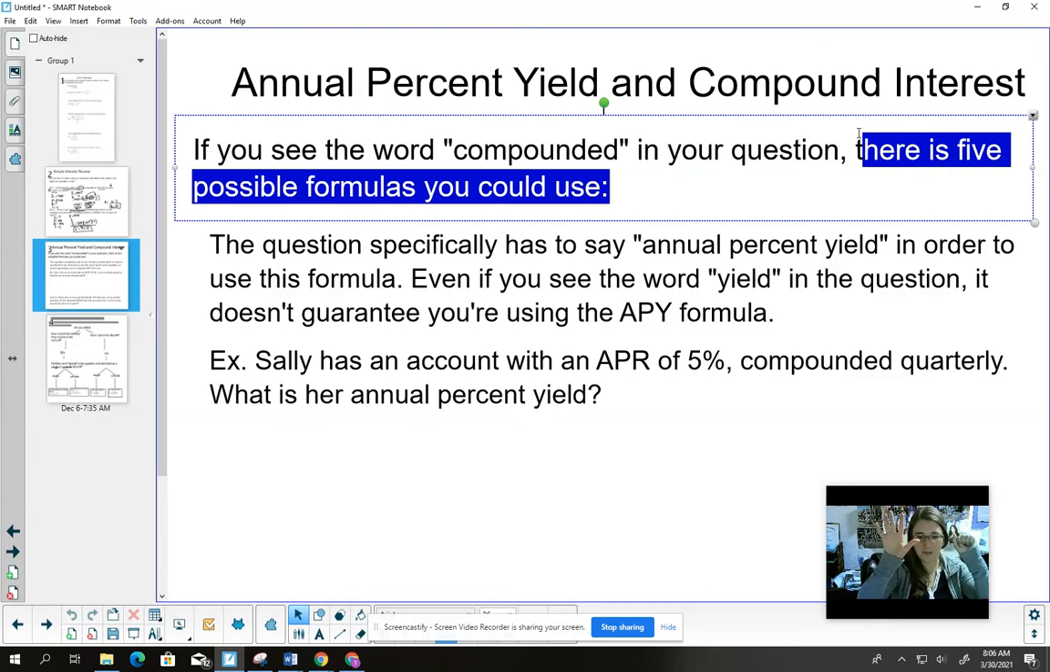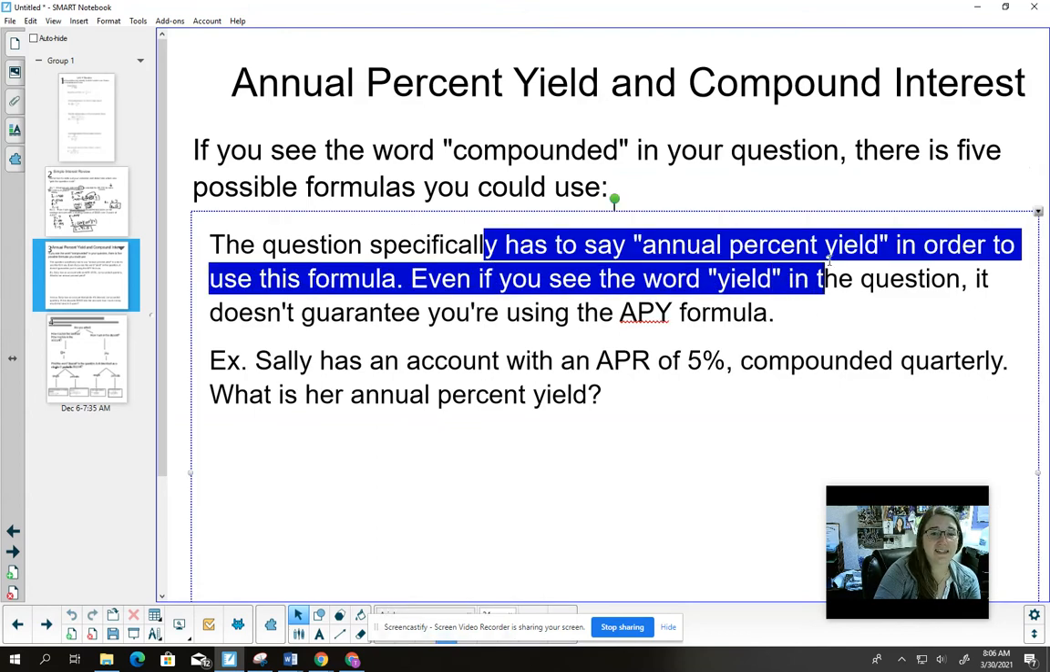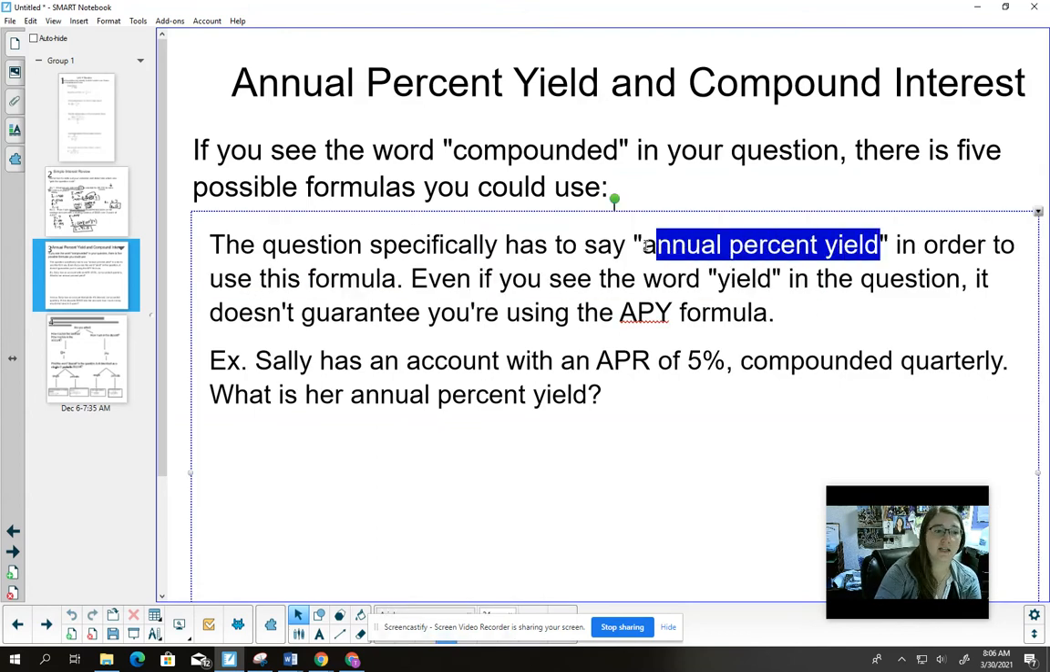Compounded just means it can't be simple interest. Again, compound interest and simple interest are opposites. They're different. You cannot use the same formula. So from there, the question specifically has to say annual percent yield in order to use that formula. Even if you see the word yield in the question, it doesn't guarantee you're using that APY, annual percent yield, formula. So here's what I mean by this.